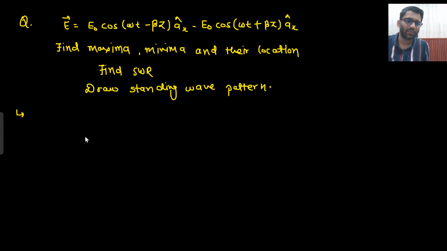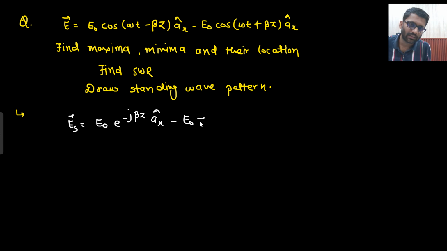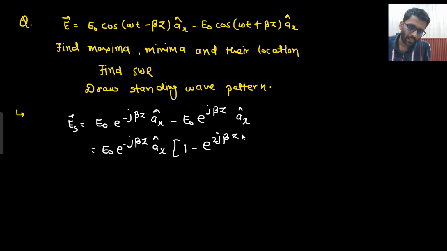So first thing, what did I say? Calculate the phasor. Quickly I will calculate the phasor. I would get e to the power minus j beta z x cap, plus, this time it is having a minus, so minus E naught e to the power j beta z x cap. Now directly I will take the common term outward. This is what I am going to get. Now this is my ES.